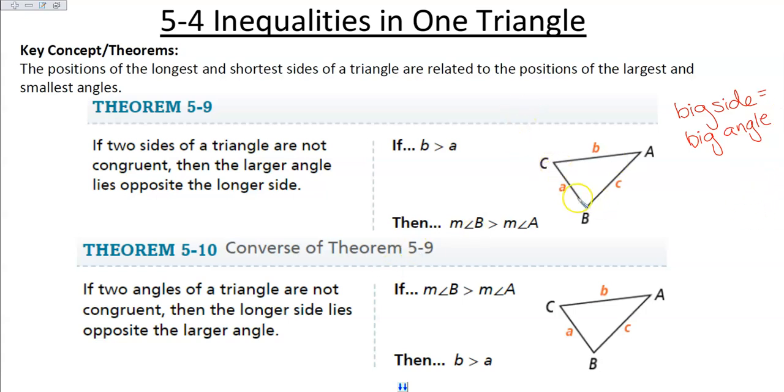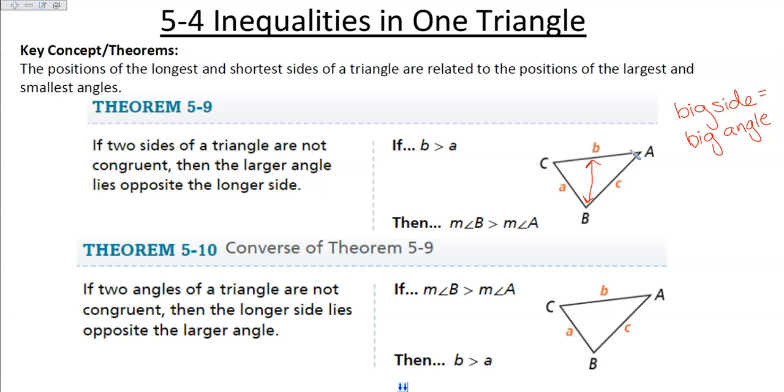Okay? So if A is the shortest side in this triangle, then that means that angle A is the smallest angle. All right? So the longer sides are across from the bigger angle. So if B is the longest side, then that means angle B is the largest angle. So it's always the relationship between the side and the angle across from it. If the side is big, the angle will be big. If the side is small, then the angle will be small.